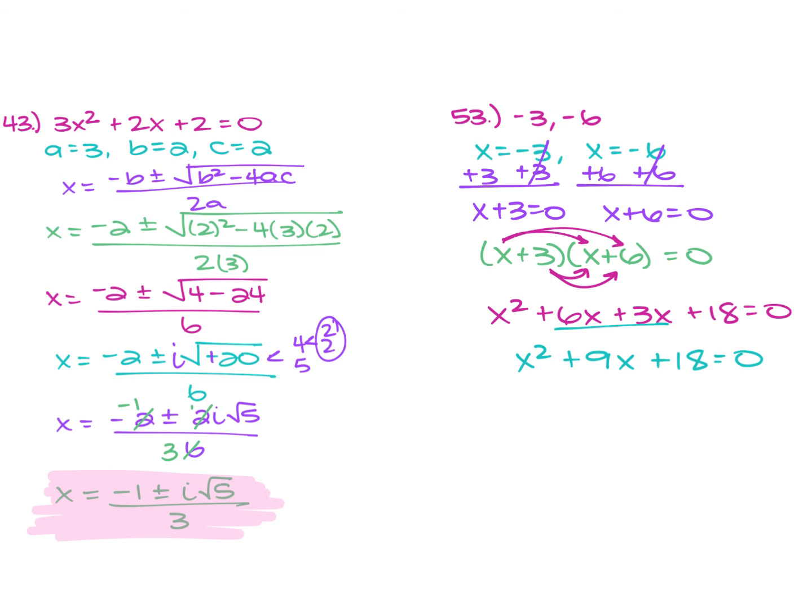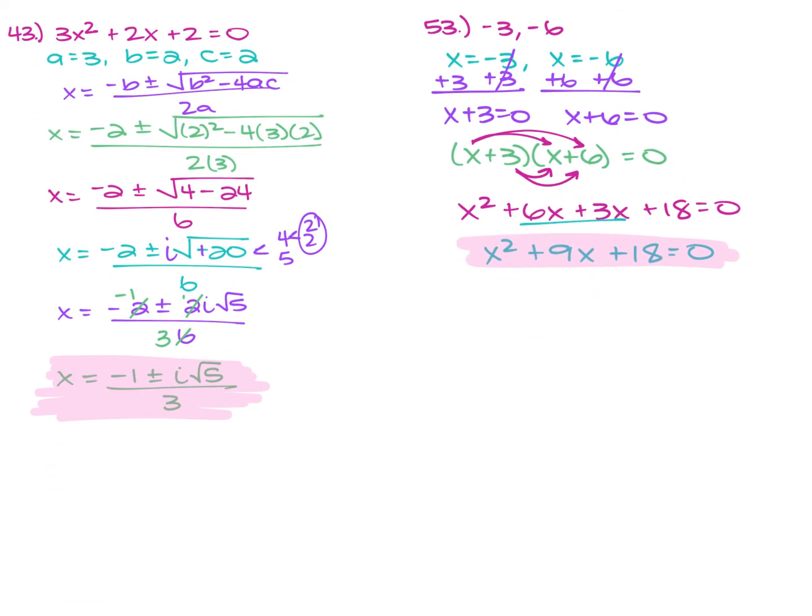Remember, with these two, they have to be set equal to 0. You're writing an equation, which means there has to be an equal sign in there, and it's going to be equal to 0. The last one that we're going to look at is number 55.